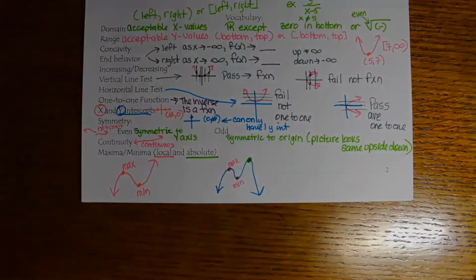Most of the time when we ask for a max or a min, if you don't see anything to clarify, we want any hill or any highest point. Absolute means it's the absolute highest or lowest. Is that good for vocab, or is everybody comfortable with the vocab? It's familiar. You've seen it before.